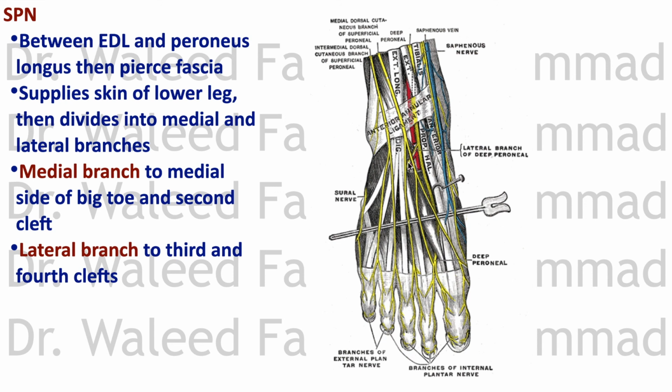The medial branch goes to the medial side of the big toe and the second cleft. The lateral branch, or the intermediate dorsal cutaneous branch, goes to the third and fourth clefts, as you can see here. Third and fourth clefts. This is the lateral branch, and this is the superficial peroneal nerve.